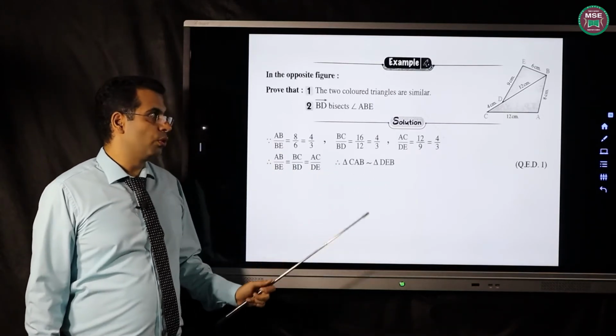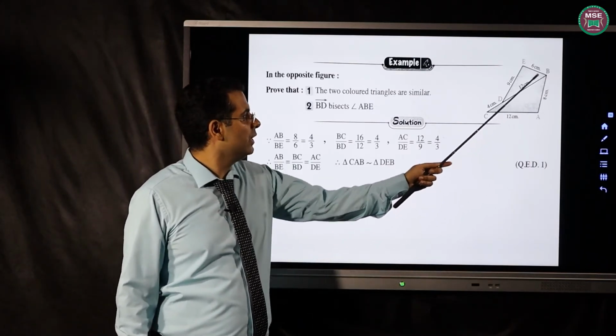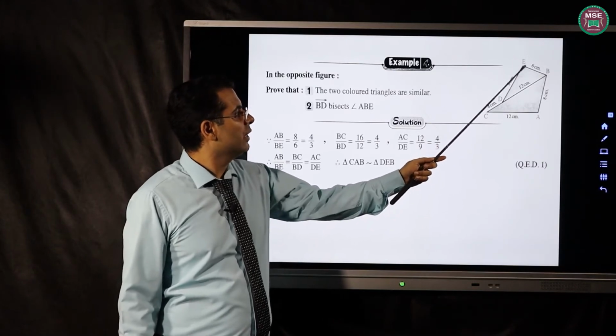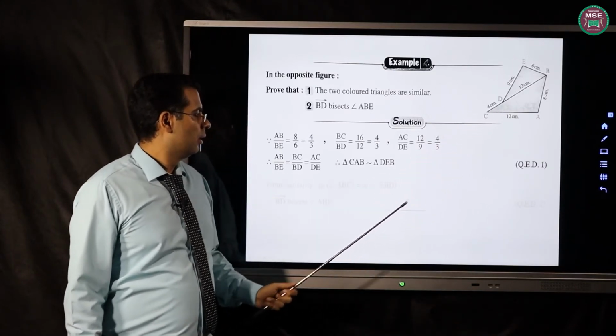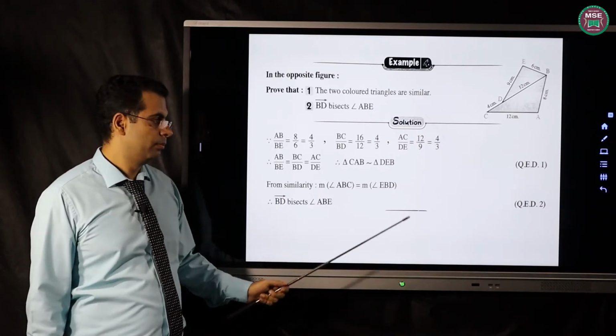From similarity, the corresponding angles are equal. Therefore, the measure of angle ABC equals the measure of angle EBD. Right? Okay. Therefore, BD bisects the angle ABE.